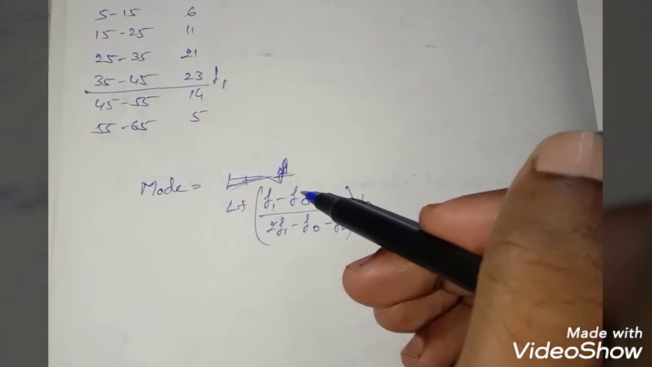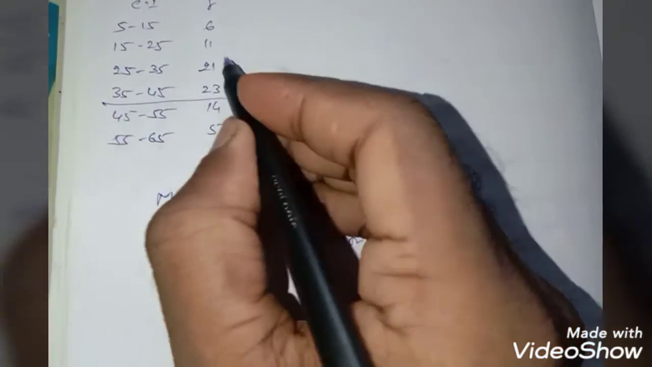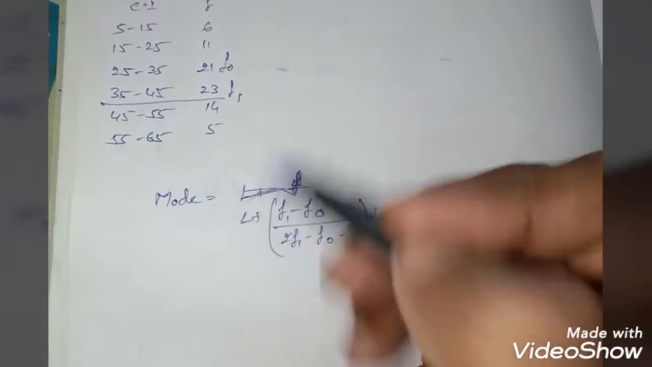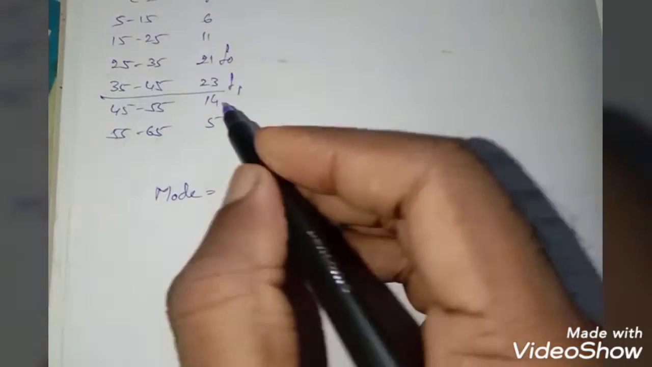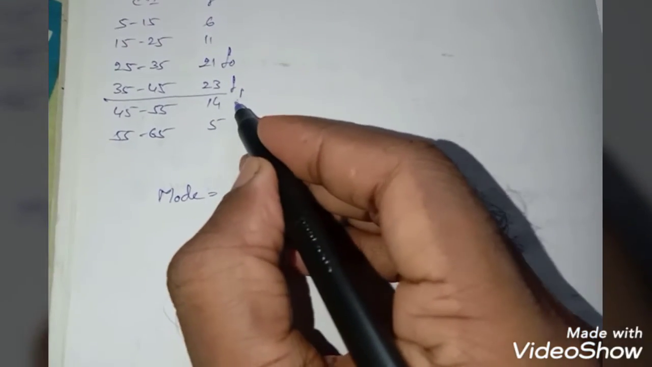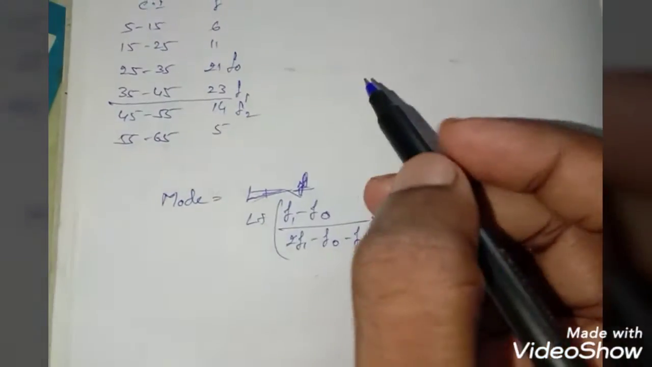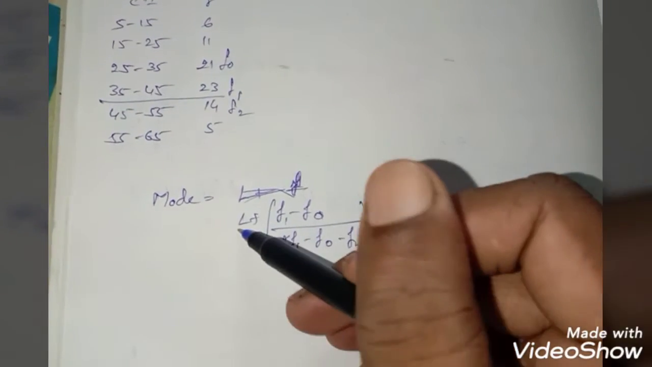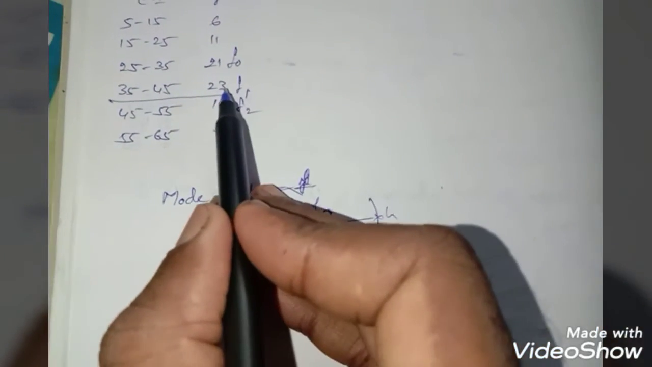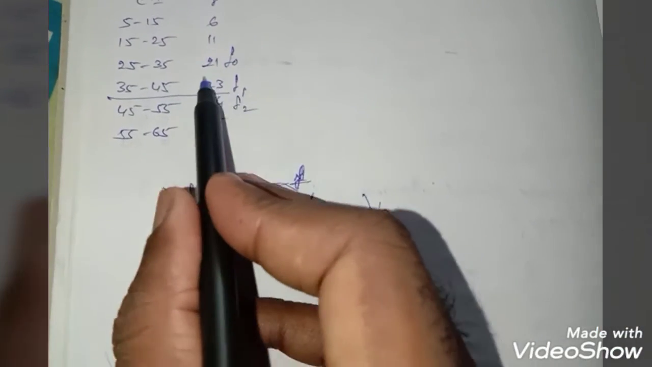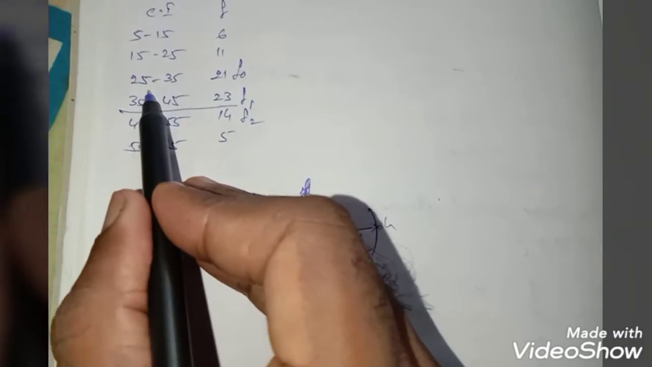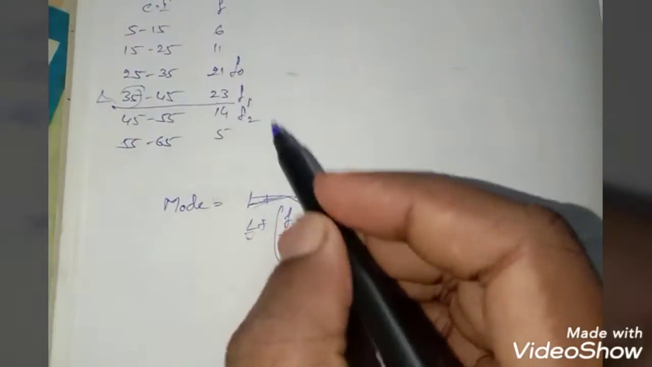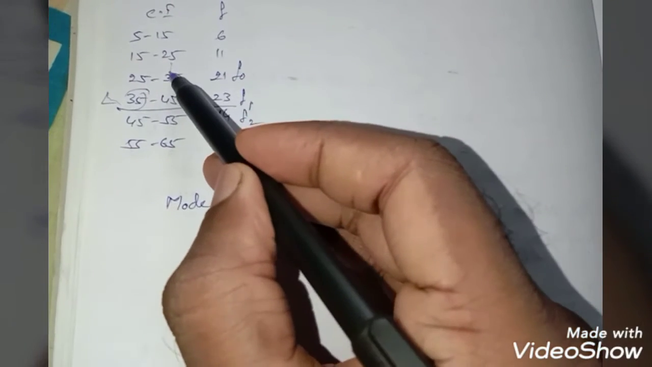Next, F0. As per the definition, F0 is the preceding frequency. Here this is F0, and F2 is nothing but the succeeding frequency, that is 14. So like this we got all the values of F. Next, what is L? L is nothing but the lower boundary of the highest frequency class. I can denote this as L. And H is nothing but the difference between the class interval.